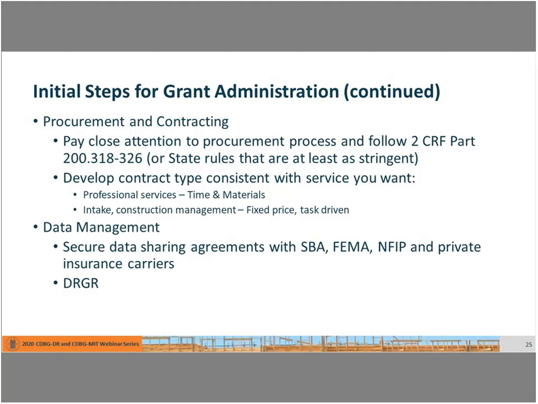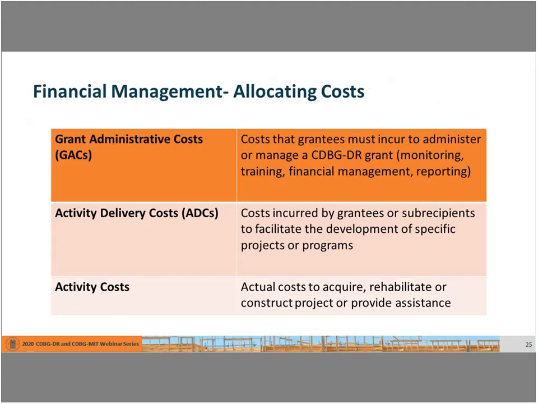For example, time and materials contracts for professional services, fixed price, task-driven contracts for things like intake and eligibility determination or construction management and scope development. Get your data sharing agreements finalized with SBA, FEMA, and if possible, your private insurance carriers. There, as Kelly referenced, the CDBG-R launch toolkit, there's actually a sample format in that toolkit for requesting those data sharing agreements. And finally, don't forget to set up your action plan and DRGR.